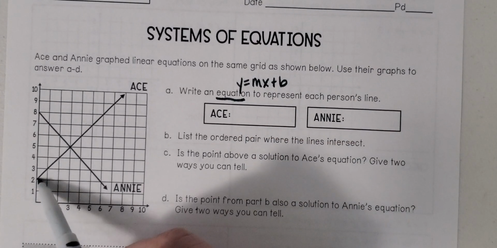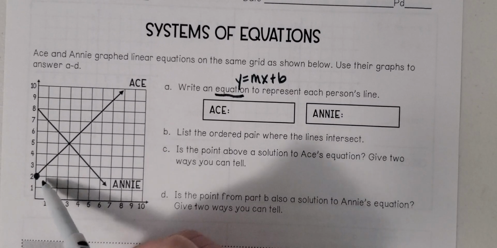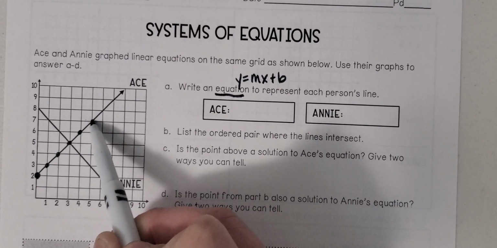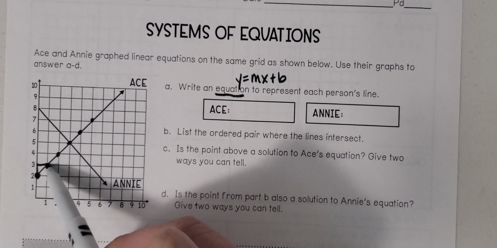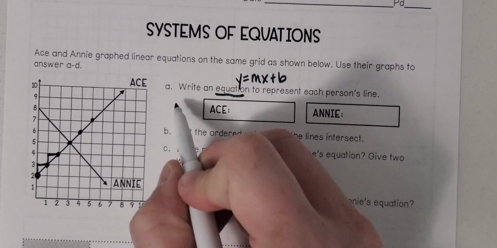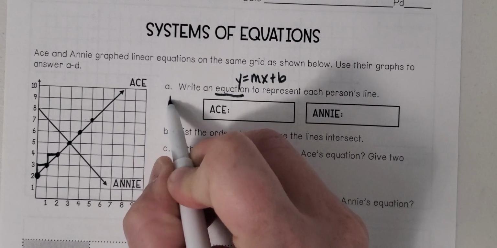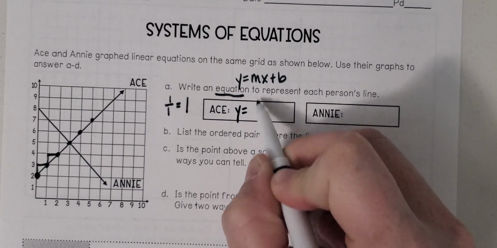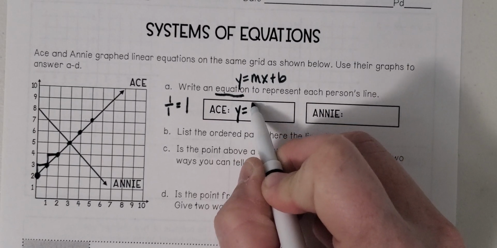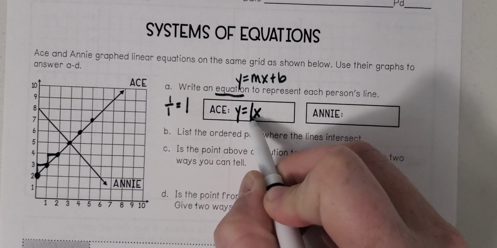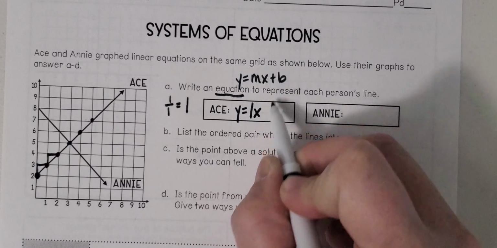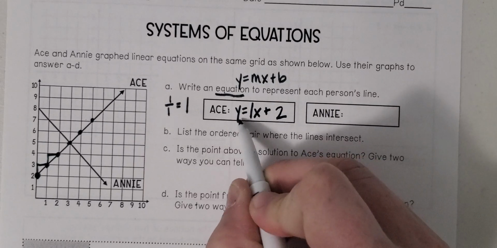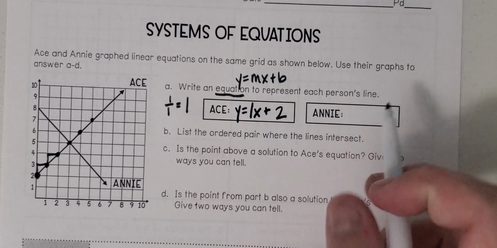So for Ace, he starts at 2, so that's my y-intercept. And then I can see that for all of his points, I have to go up 1 and over 1. So that means that my slope would be 1 over 1 or just 1. So I would have y equals, my slope is 1. I can put a 1 in front of my x if I wanted to. I don't have to. And then my b is my y-intercept. So it started at 2. So y equals 1x plus 2.